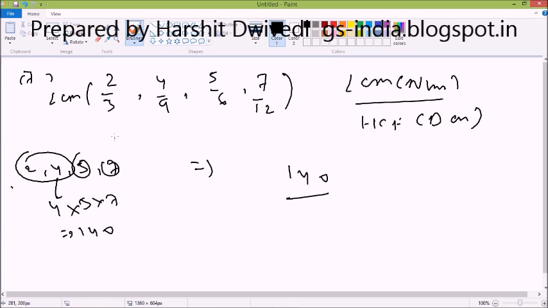And obviously in the denominator there are 3, 9, 6 and 12. We have to find out the highest common factor, that is the digit which divides 3, 9, 6 and 12 exactly, and that comes out to be 3. So the answer is 140 by 3. Next question.